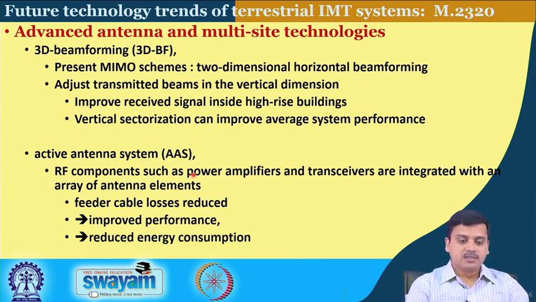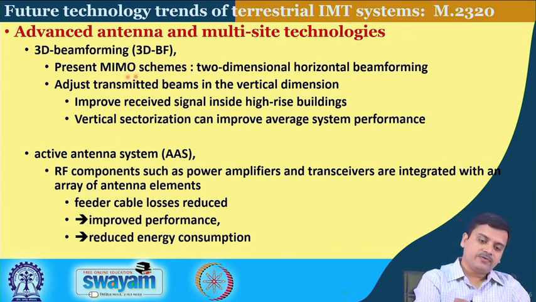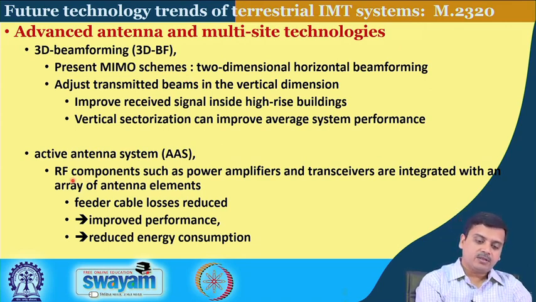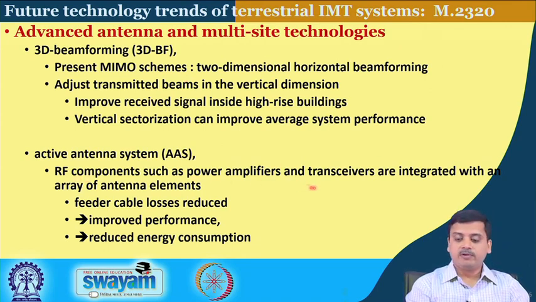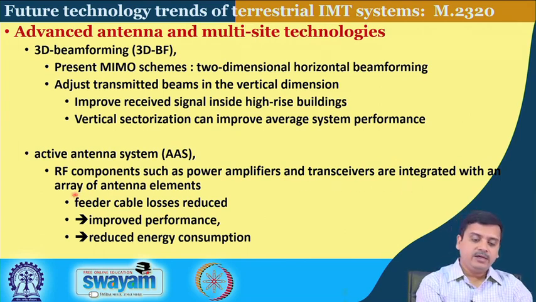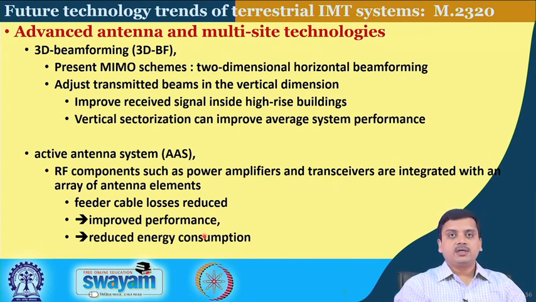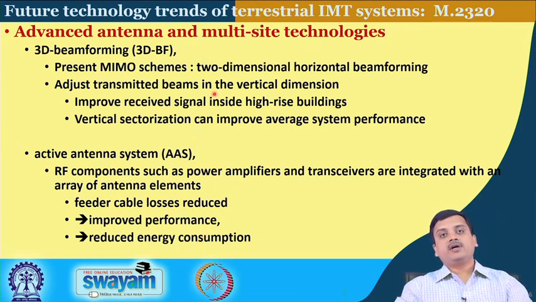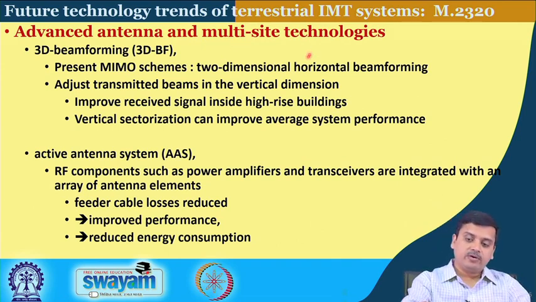Active antenna systems. Overall this comes under the category of multi-antenna. On one side there are specific enhancements of MIMO schemes, while on the other side it talks about RF components such as power amplifiers and transceivers being integrated with an array of antenna elements, thereby providing improved performance and reduced energy consumption. This is more of a realization of a particular mechanism, whereas here there are a lot of signal processing advancements that have to come in order to provide these.